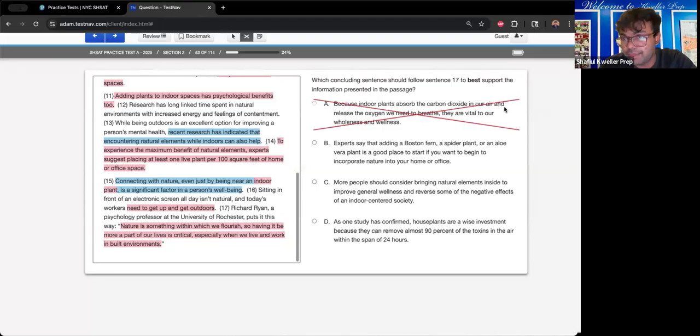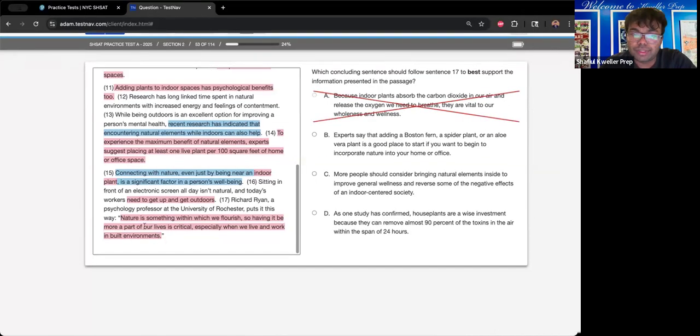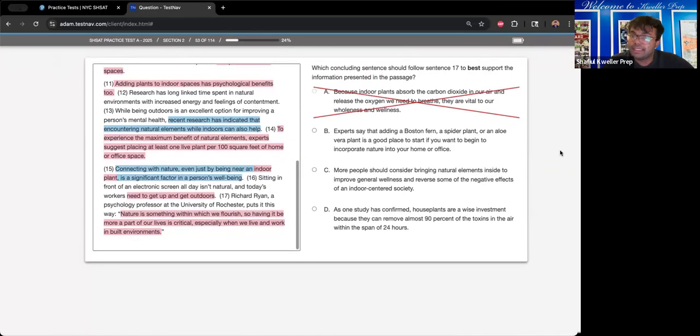This talks about the scientific benefits. This doesn't support sentence 17. This one is too specific, like experts saying that adding these specific plants is a good place to start if you want to incorporate nature into your home or office. I don't like it because it's just too, how do I describe it? I'll hold on to it for now, but I don't know how to describe it, it's just too specific.